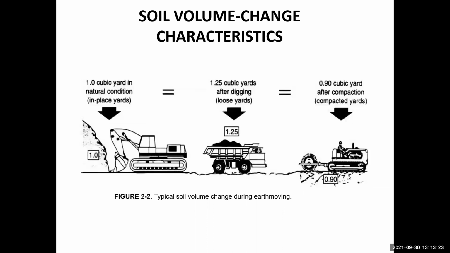As you can see here, 1 cubic yard in the natural condition is excavated. But when we put it into the dump truck, it becomes 1.25 cubic yards, supposing the swell is 25% in this case. When we place that soil, we do the compaction with a compactor. After the compaction, this 1 cubic meter of original soil now becomes 0.9 cubic meter of soil. Compared with the bank condition, the shrinkage is 10% in that soil.